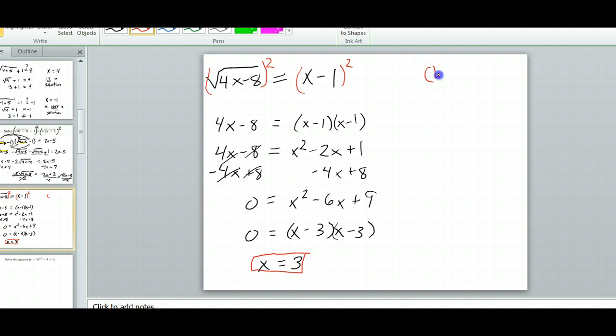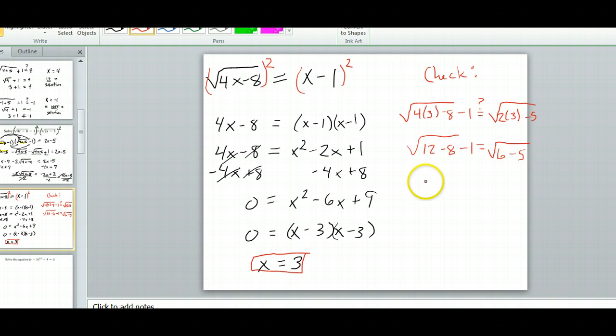So we'll come over here to check it in the original. The original problem, remember, said the square root of 4x minus 8, which we're saying x is 3, minus 1. Is that equal to the square root of 2x, again we're saying x is 3, minus 5? Are these two things equal? So 4 times 3 is 12 minus 8 minus 1. Is that equal to 2 times 3 is 6 minus 5?